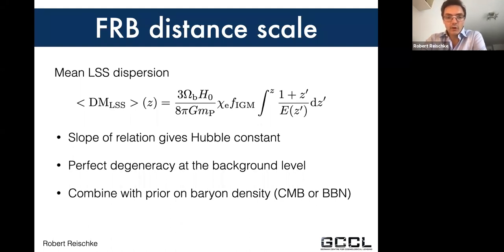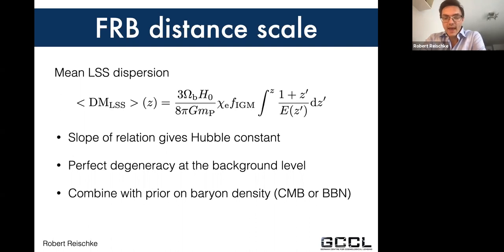And so if you measure the slope basically of this relation, this gives you the Hubble constant. The main problem is that at the background level, this is of course completely degenerate with the baryon density. So you need some prior, for example, from Big Bang nucleosynthesis or from CMB on the baryon density.